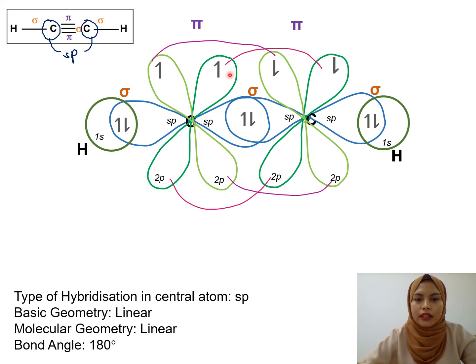Macam ni, dumbbell orbital ni milik 2p. Okay, and then this dumbbell orbital pula milik sp hybrid orbital. Dia bukanlah p orbital tapi sp hybrid orbital. And this spherical shape pula ialah milik satu s orbital. Okay, and then the type of hybridization in the central atom ialah sp. So the basic geometry dia linear and the molecular geometry dia linear as well with the bond angle of 180 degree.